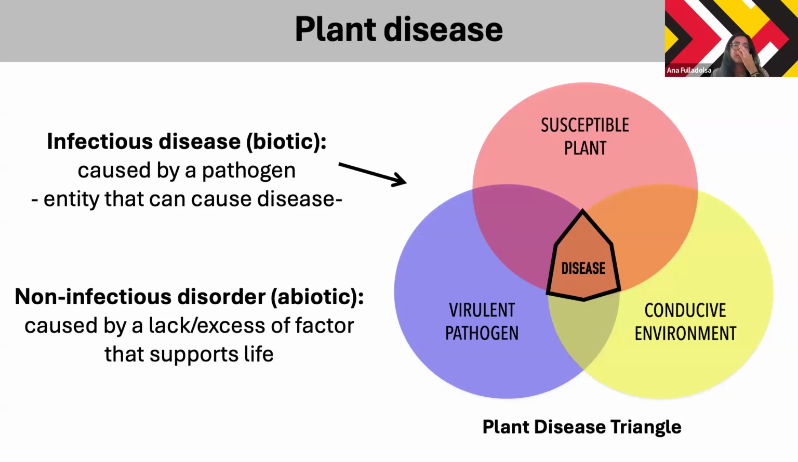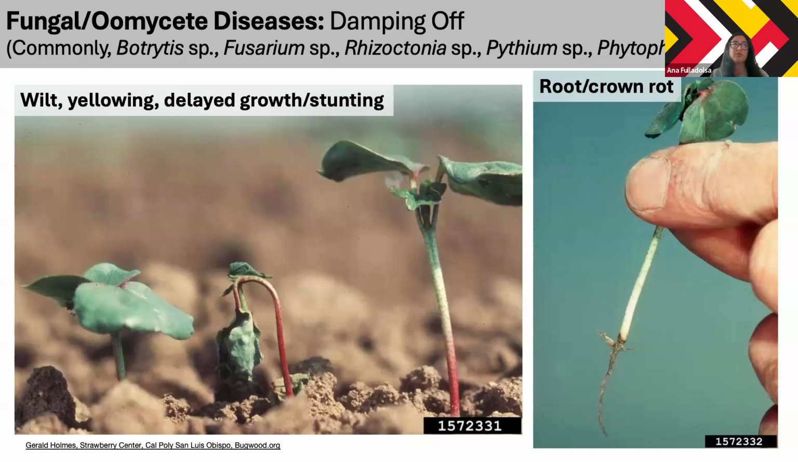Okay, so the way I'm doing this is I'm presenting the diseases that I want to show you by pathogen group. And so we're going to start with fungal and oomycete diseases. Oomycetes are pathogens that are like fungi, but they are actually in a completely different kingdom, and they usually like very wet and cooler most of the time environmental conditions.